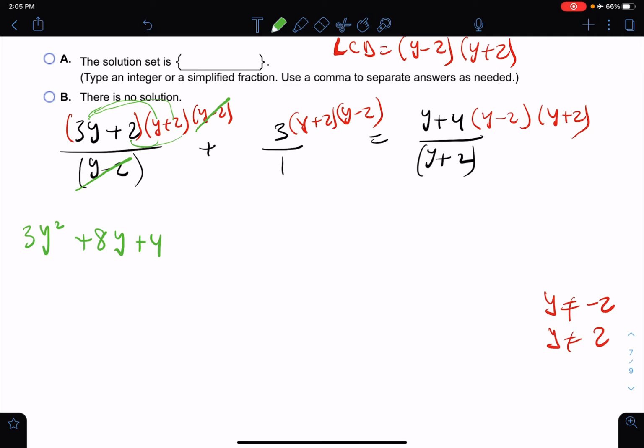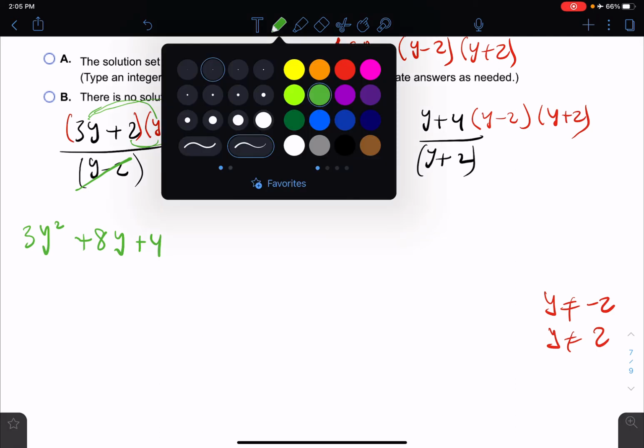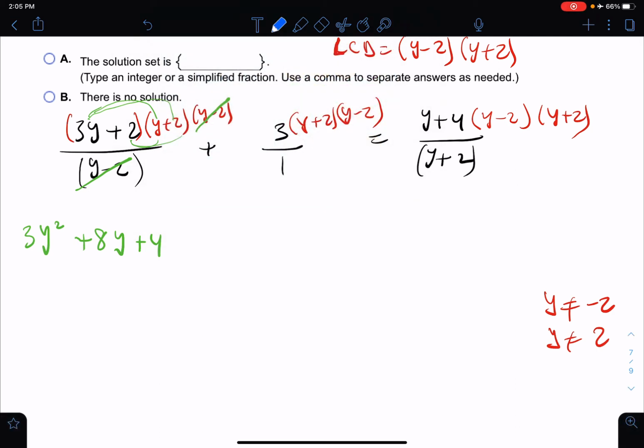Do the next one. I guess I'll use blue, but there isn't any reducing to do. How about if we realize that this is a difference of 2 squares? And so when we multiply them, we get the difference of 2 squares, y squared minus 4. And that gets multiplied by what? 3. So why don't we just distribute that out, which gives us plus 3y squared minus 12.